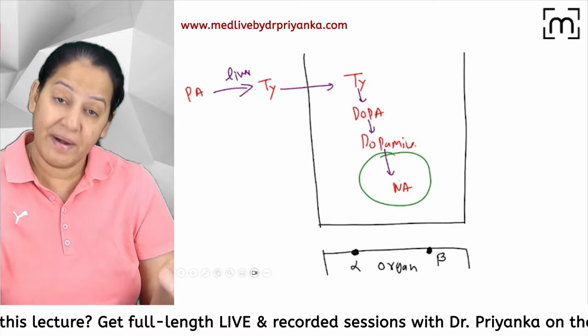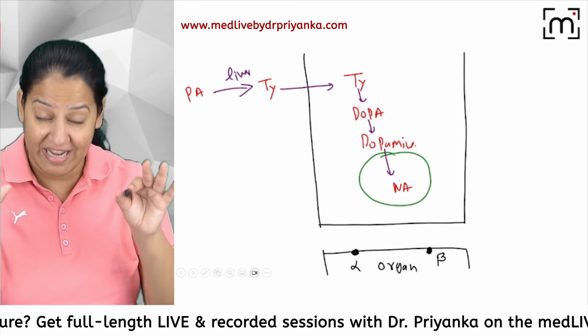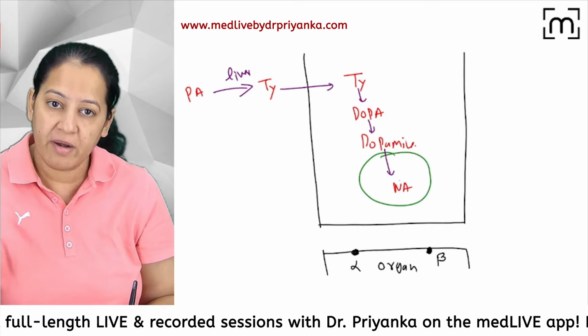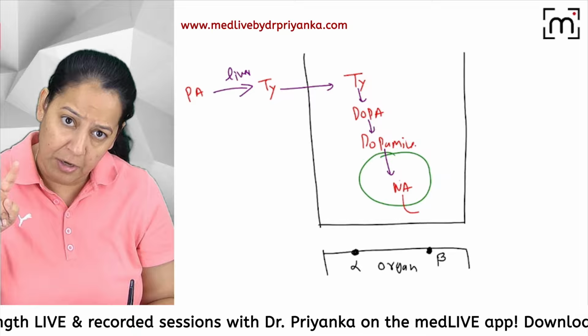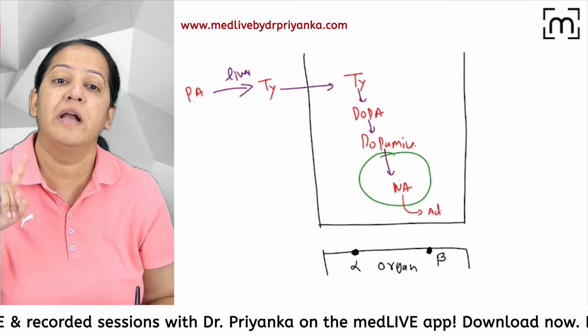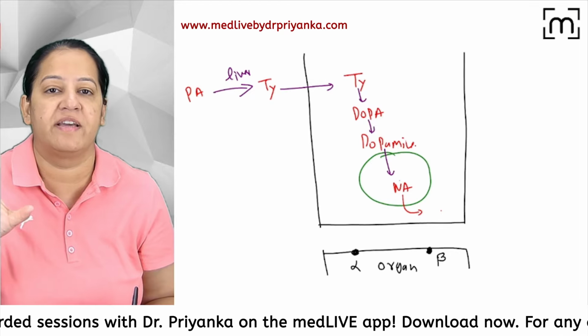This is the story. But if it is not a nerve ending, if it is the adrenal medulla, one more conversion takes place. Noradrenaline gets converted to adrenaline. But this happens only in the medulla, not otherwise.